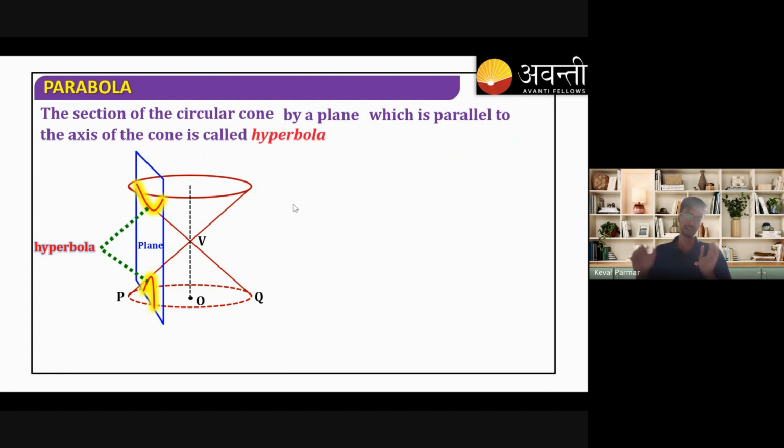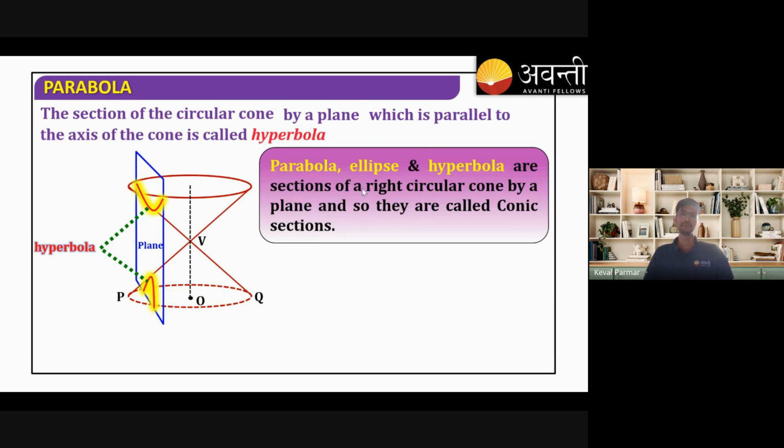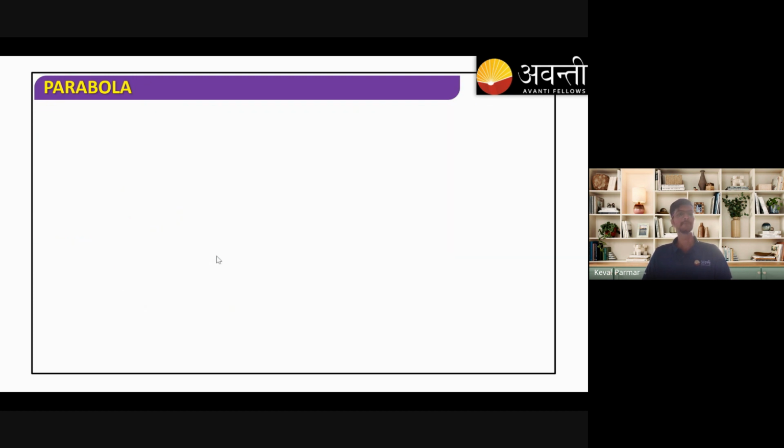We have to study all five. Which are they, guys? The five conic sections are pair of straight lines, circle, parabola, ellipse, hyperbola. So parabola, ellipse, and hyperbola are sections of a right circular cone by a plane. As I explained earlier, circle is also a conic section, but we did it previously because circle is a special shape. We have been studying circle from school, right?